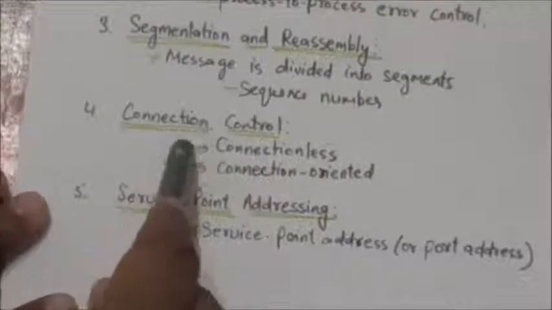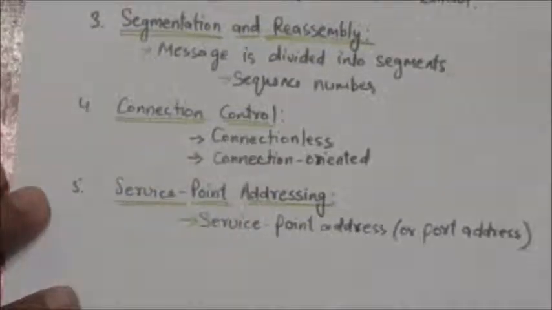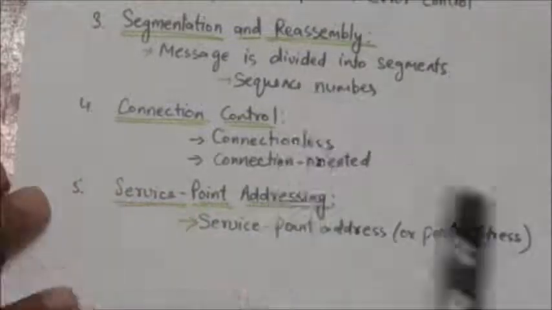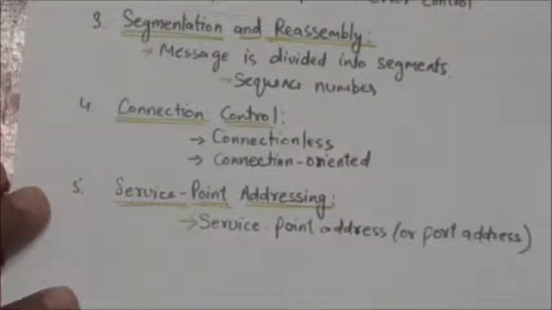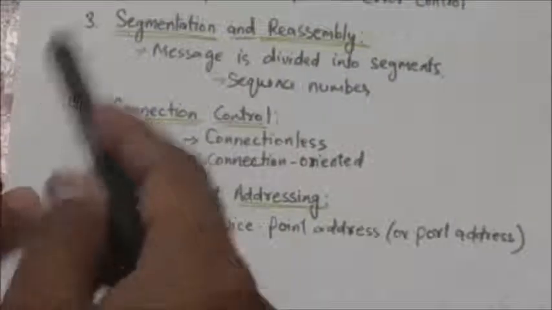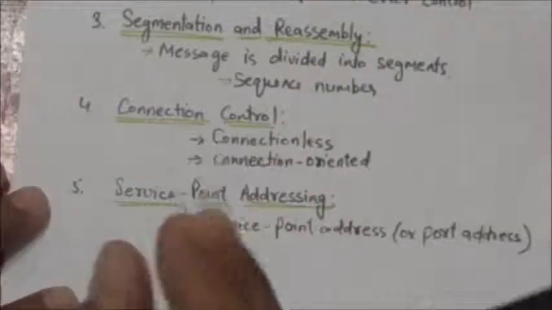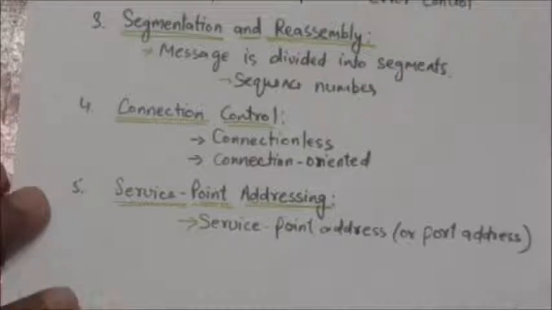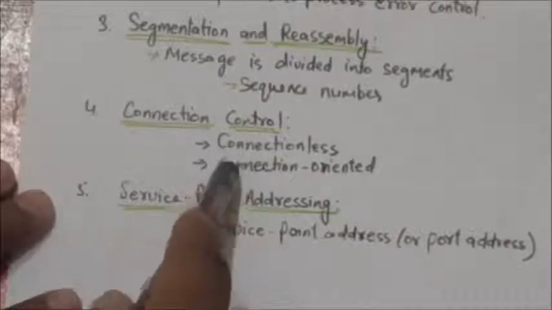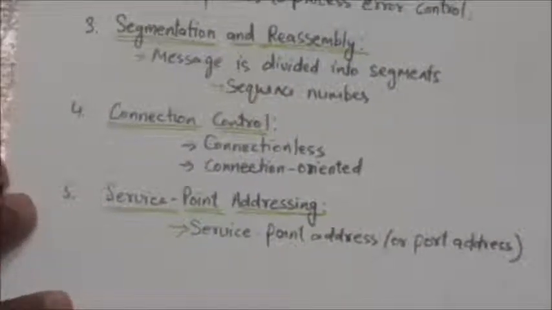Another responsibility of the transport layer is connection control, right? The transport layer can be connectionless or connection oriented. A connection oriented transport layer first makes a connection with the transport layer at the destination, then delivers the packets, and after all the data are transmitted, the connection is terminated, right?